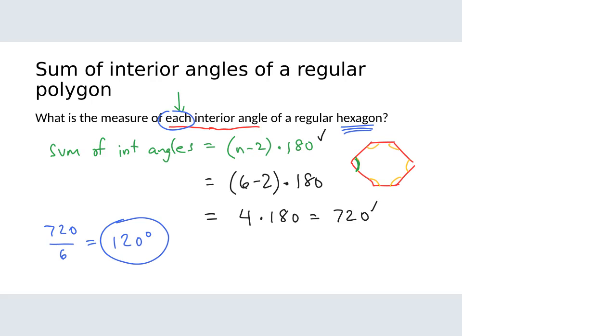So in a regular hexagon where all the sides are the same length, all the angles have the same measure. If I want to know the measure of each one of those angles, I can find that by first finding out the sum of all the angles, and then since there's 6 of them, divide by 6 to get the measure of each one. Do you have questions on that before I have you try one?